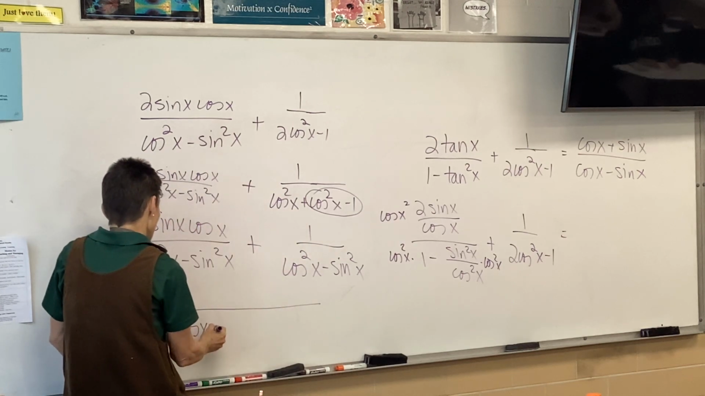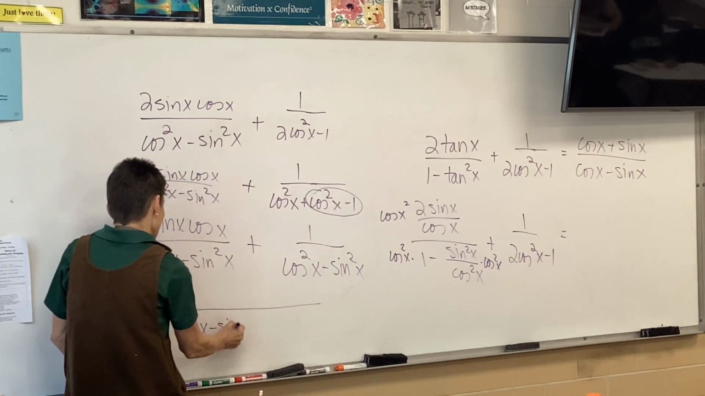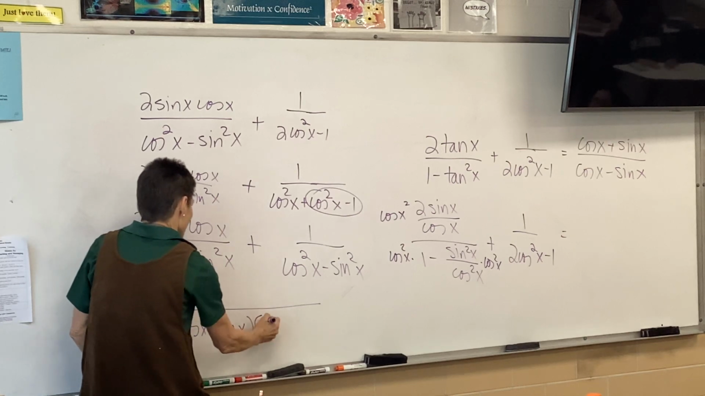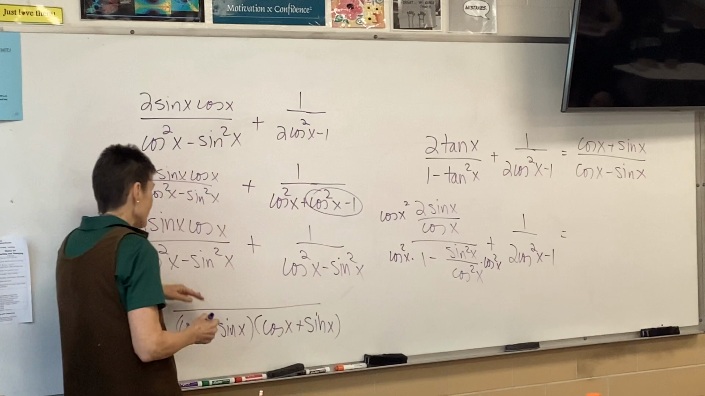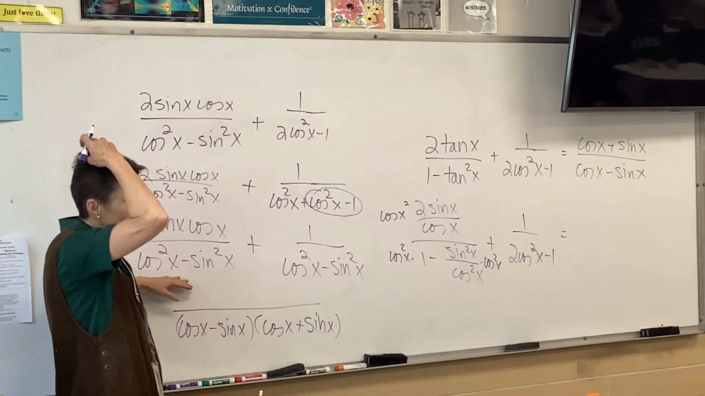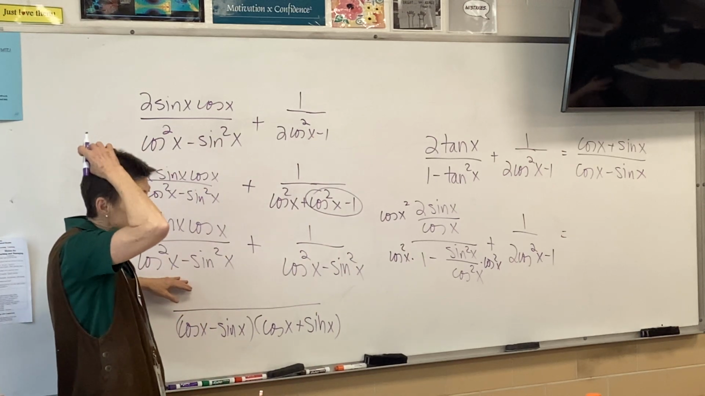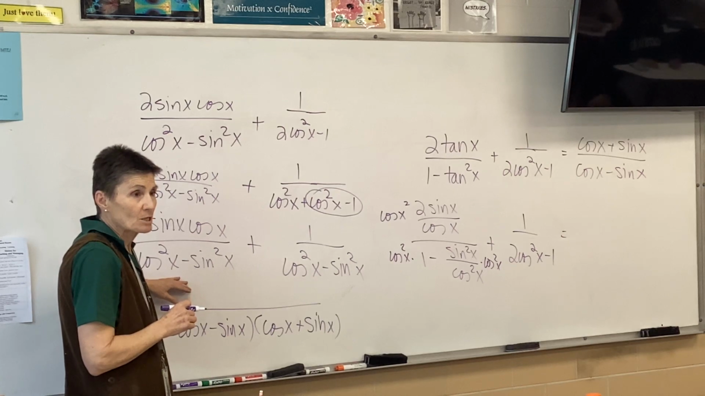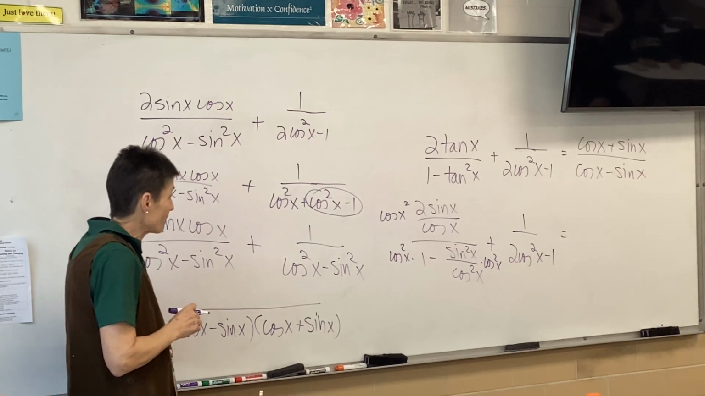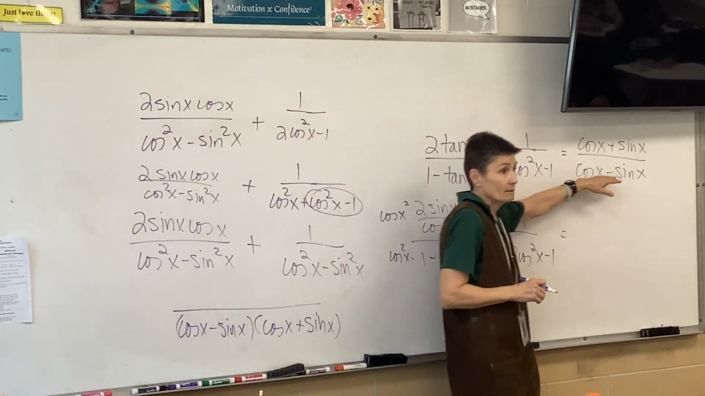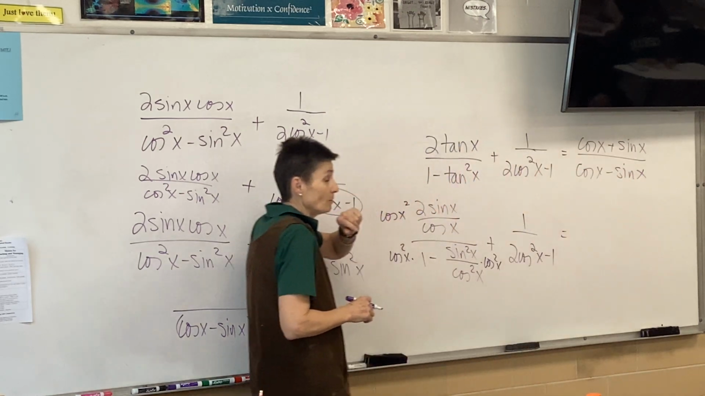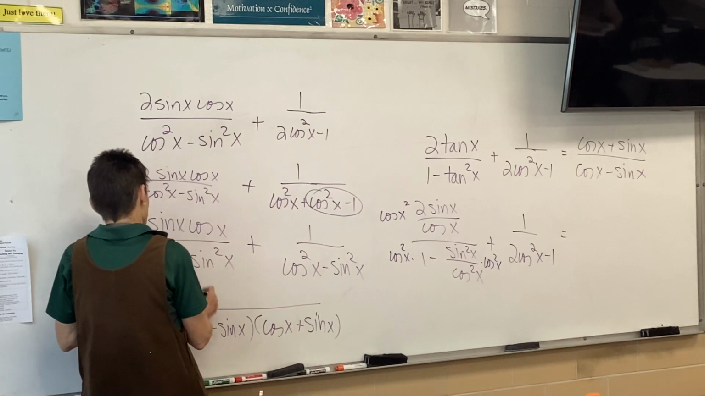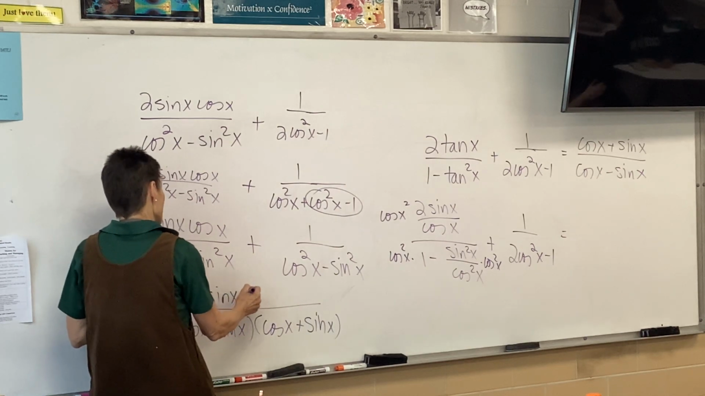We have cosine minus sine, cosine plus sine on the bottom. My common denominator is cosine squared minus sine squared, which is the difference of squares. And I'm going to go ahead and factor it because this is where I'm going. Something's got to cancel. Unfortunately, nothing does at this point.